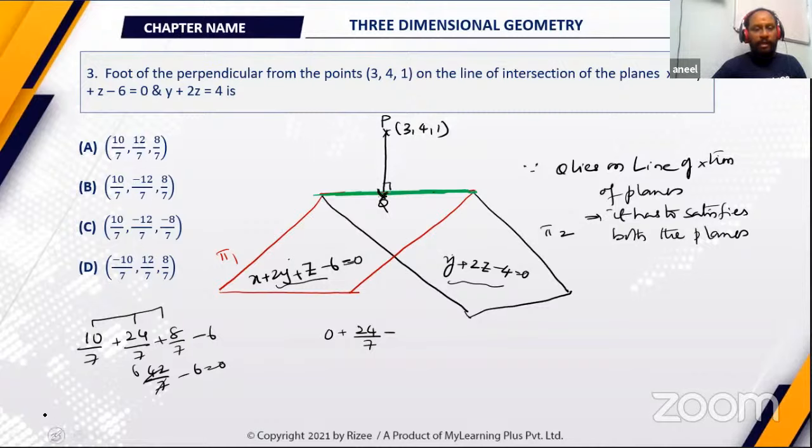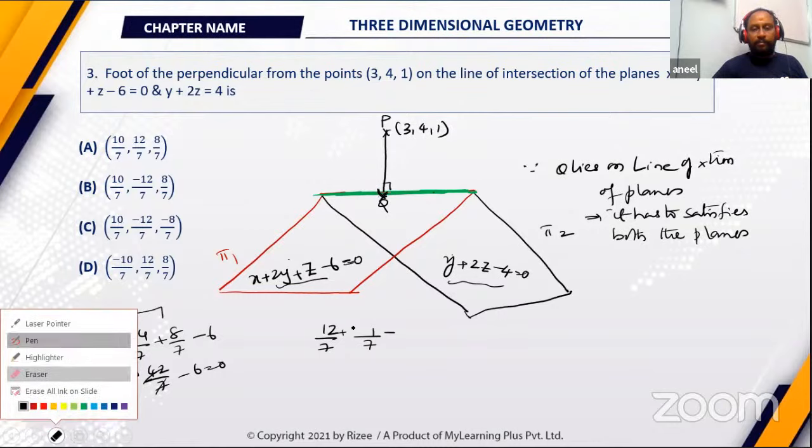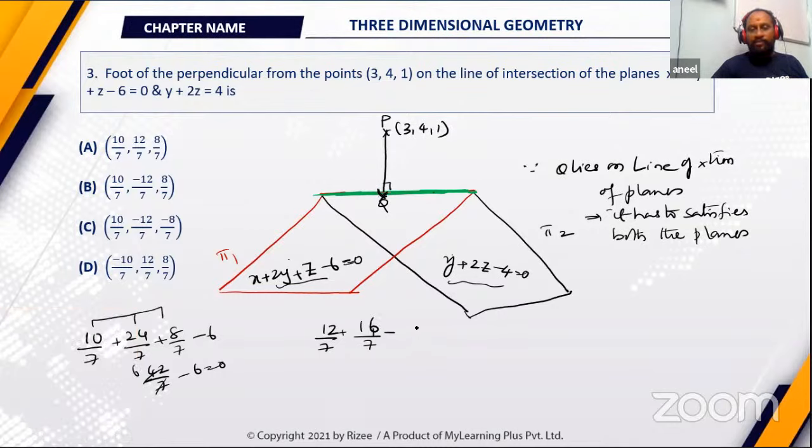So y is 12 by 7, plus 2z, 2z is 16 by 7, minus 4. 12 plus 16, 28 by 7 minus 4 is also satisfied. That means this point is satisfying both the planes. Once it satisfies both the planes, it obviously has to lie on the line of the planes. So it must be the foot of perpendicular.